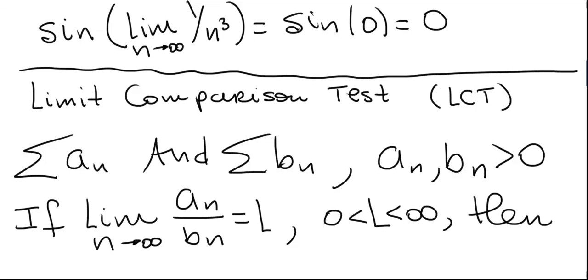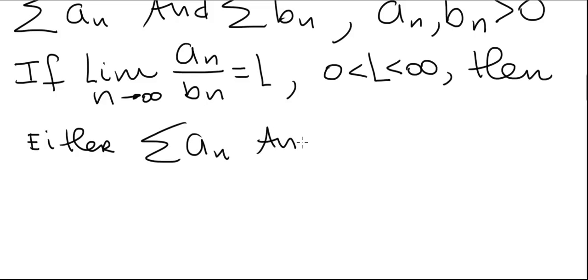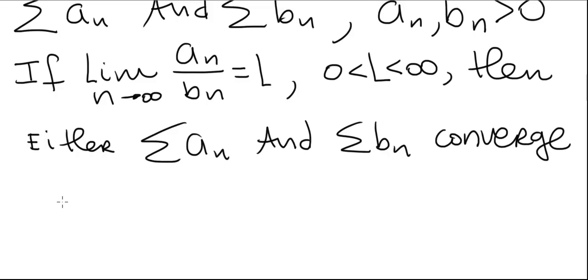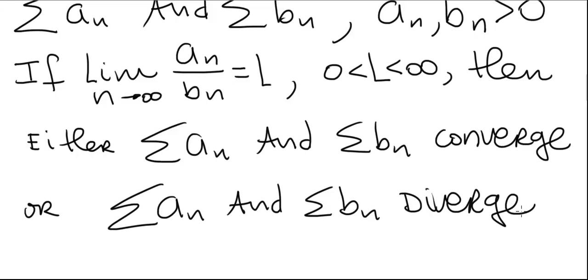The two series, so either the a_n series and the b_n series both converge, or the a_n series and the b_n series both diverge. What we cannot have is the a_n series converging and the b_n series diverging, and vice versa.